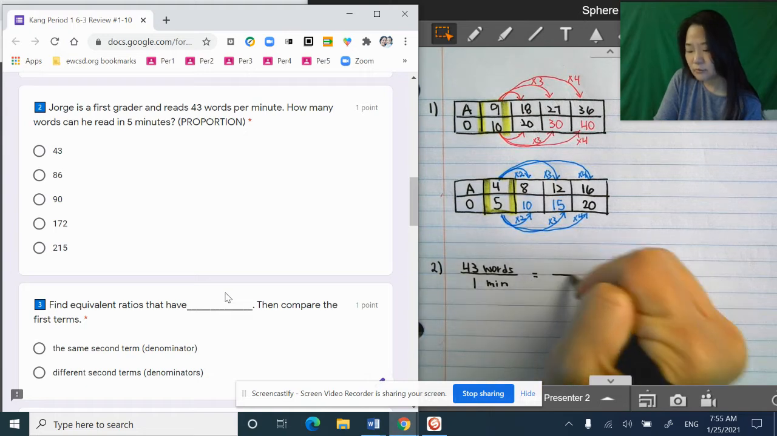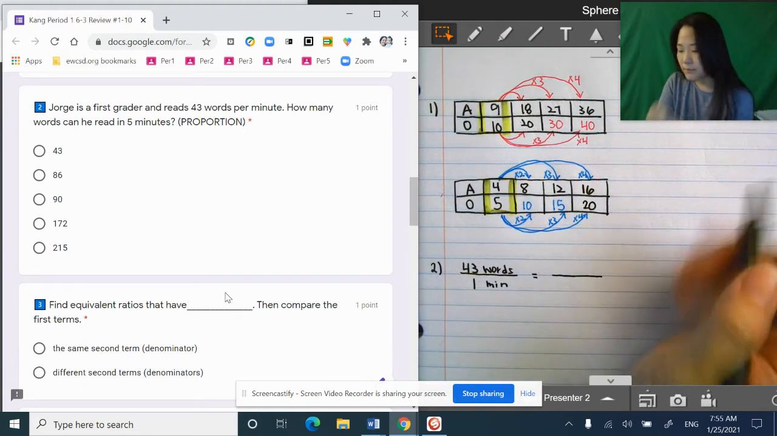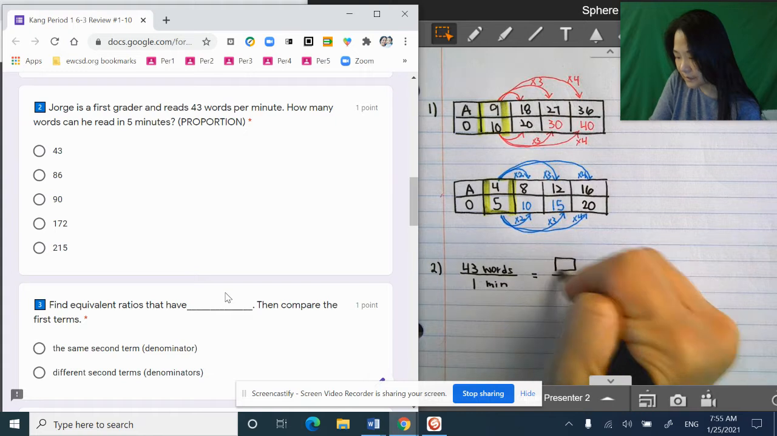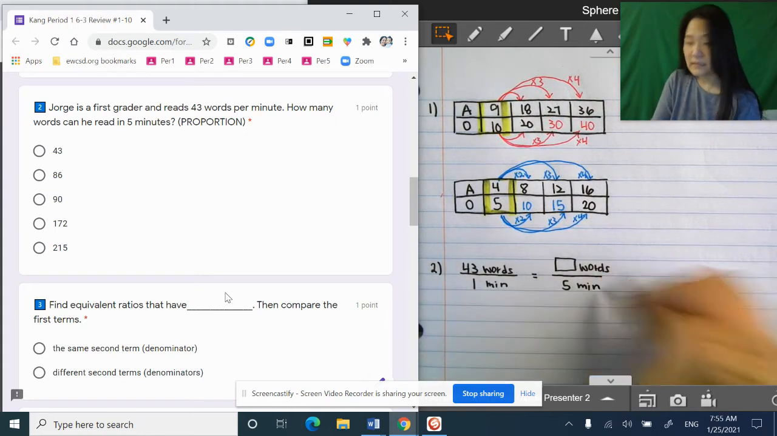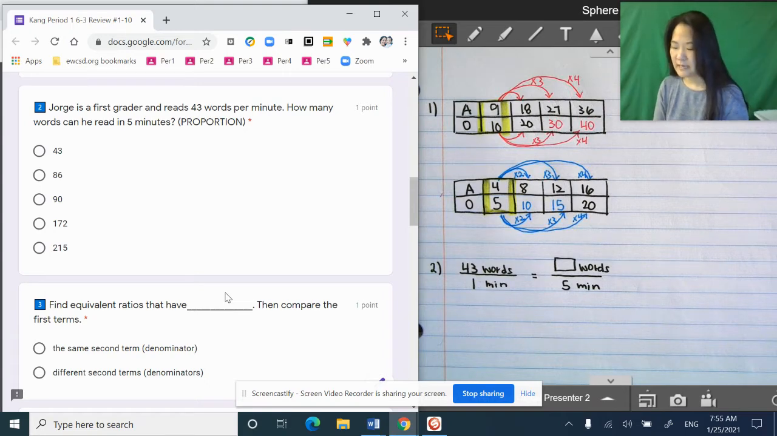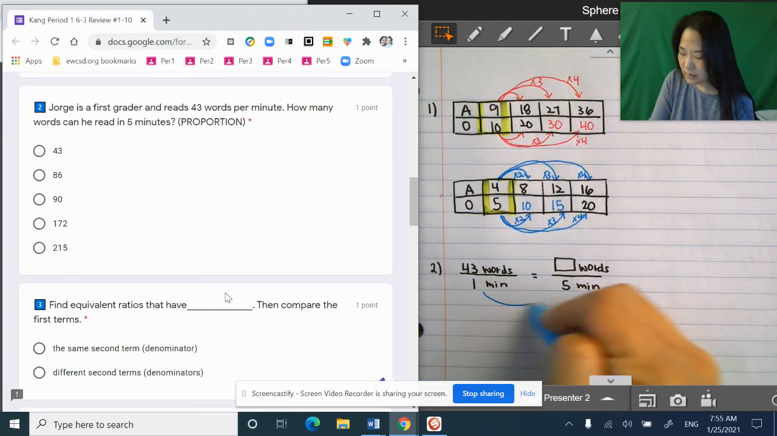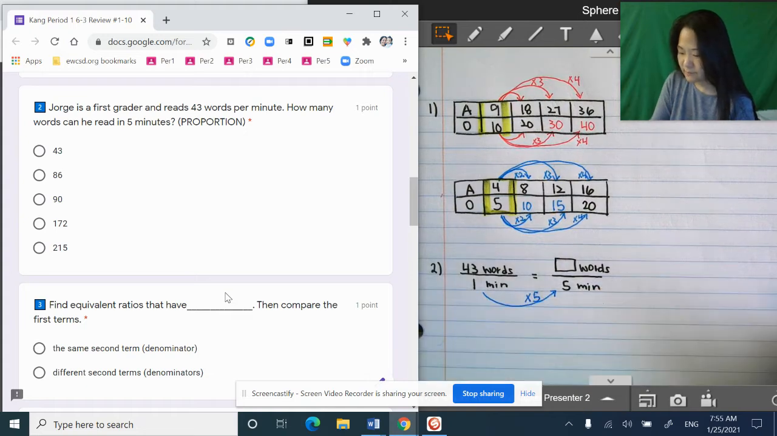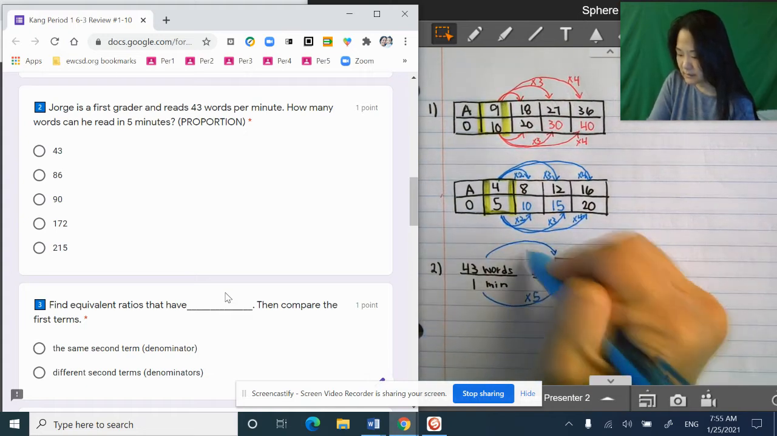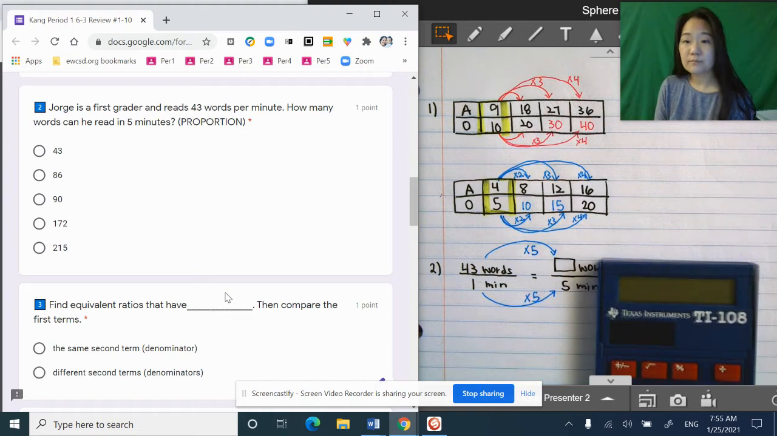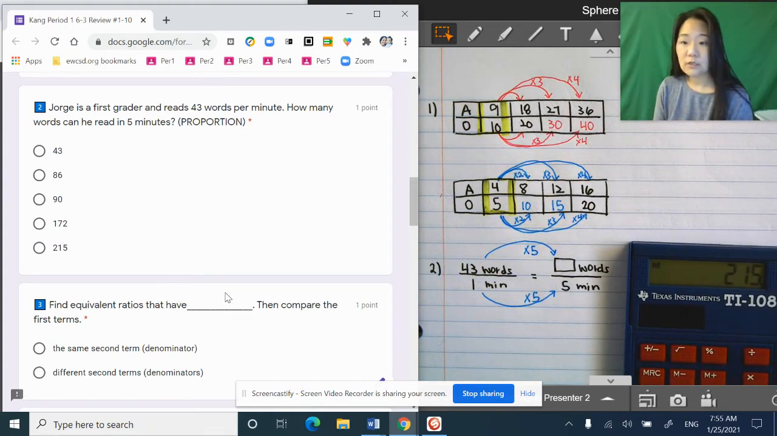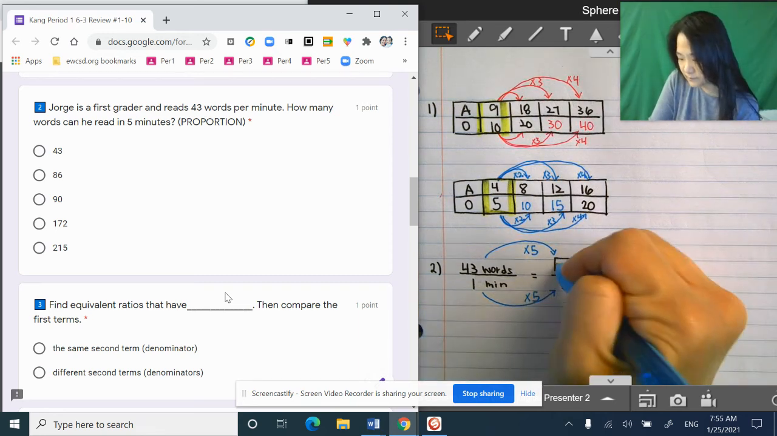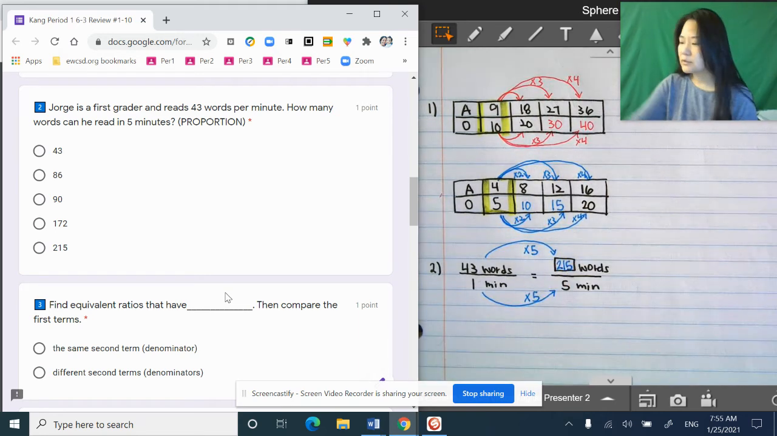Now I'm going to set it equal to, and then it says how many words, so blank words in 5 minutes. This is a proportion method, okay? Now, I know that 1 times 5 is 5. So then 43 times 5, and then you can bring in your calculator. 43 times 5, 215. So 215 words in 5 minutes.